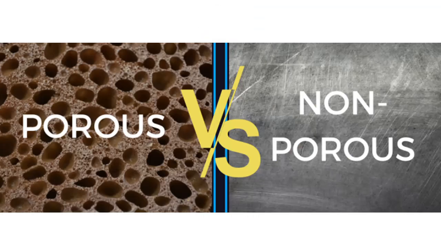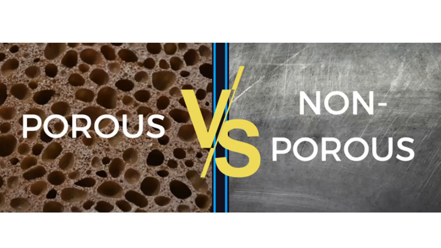Non-porous materials are the barriers. On the other hand, non-porous materials have a dense, continuous structure with no significant voids or openings. This makes them impermeable to liquids and gases, meaning substances cannot pass through their surface or structure.